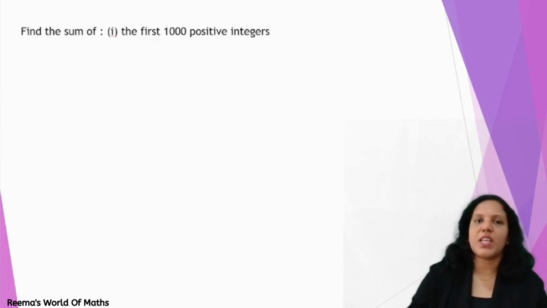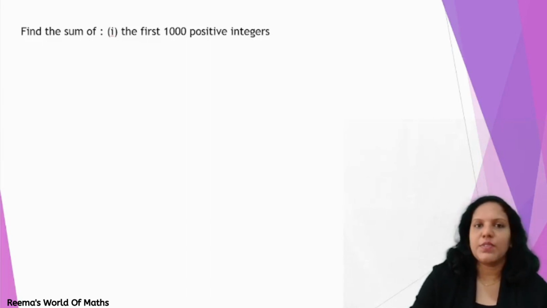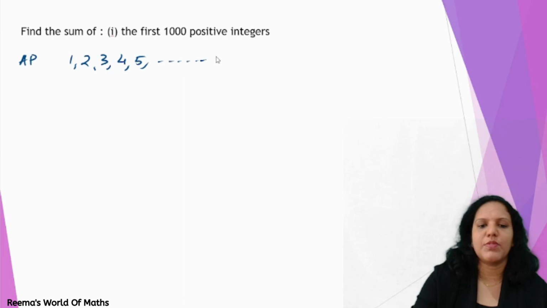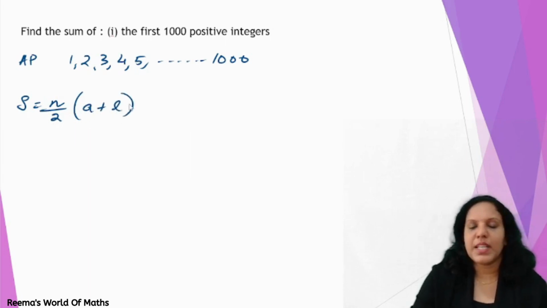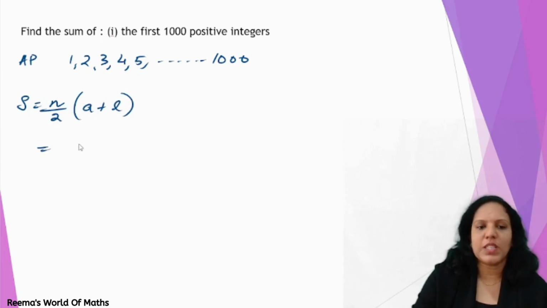Find the sum of the first 1000 positive integers. So let's write the AP here. The arithmetic progression will be the first 1000 positive integers, which is 1, 2, 3, 4, 5, and the last term will be 1000. Now we know the first term and last term of this AP. So we can use the other formula, which is S equals n by 2 multiplied by a plus l, where a is the first term and l is the last term. So n, the number of terms, equals 1000, divided by 2, multiplied by a, which is 1, plus 1000. l is the last term, which is 1000.